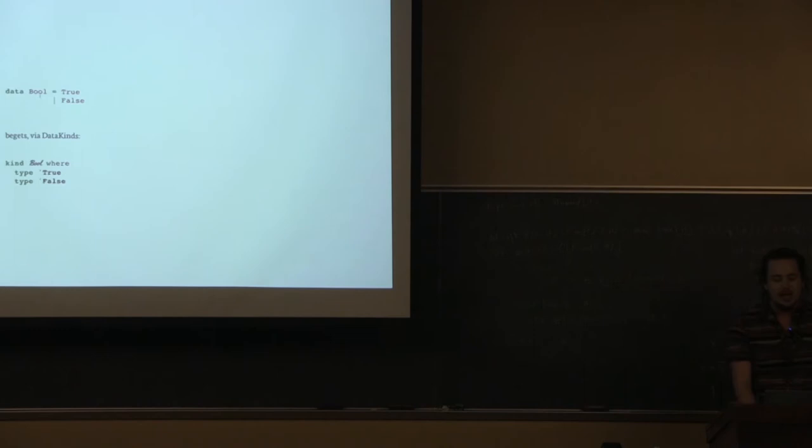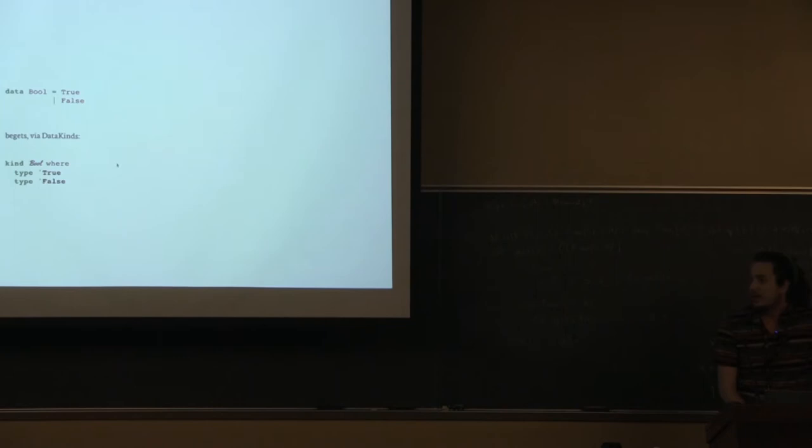We can say, I have a data type called Boolean, right? This is a type, and it has values true and false. And data kinds moves that into the kind system. And the kind system is like the type system of the type system. It tells you when your types are well-formed or meaningful in the right context. So what data kinds does is turn my type Boolean into a kind Boolean.